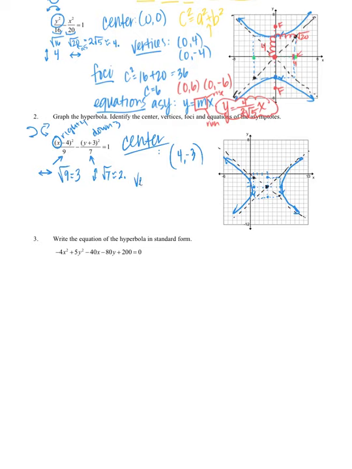All right, so to identify those vertices, I know that I'm at my center, (4, -3), and I went left and right 3. So that's plus and minus 3 here. So 4 plus 3 would be at (7, -3), and 4 minus 3 would be at (1, -3), which you could check.